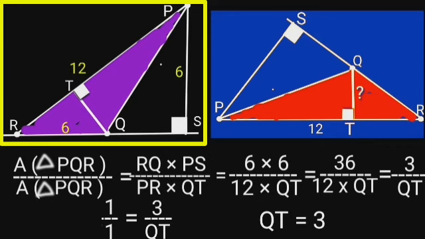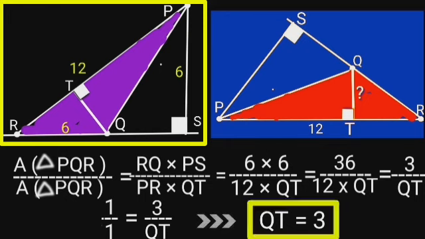Both triangles are congruent, equal, hence the areas of the triangles are equal, hence the ratio is 1:1. We write 3 upon QT is equal to 1:1, hence QT is equal to 3. Thus we find that segment QT is 3.